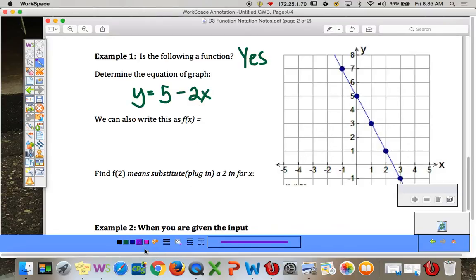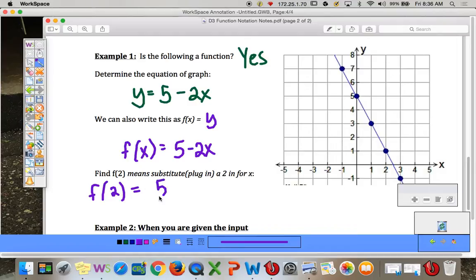So there's this thing called function notation, which just says f of x is the same as y. So we can say f of x equals 5 minus 2x. And the reason why we use function notation, two things. Number one, it tells you that it is a function. And number two, there's a shortcut, a shorthand way of saying substitute something in. So when I say find f of 2, what that means is plug in a 2 everywhere you see an x. So f of 2 means when you plug in a 2, we'll get an answer.